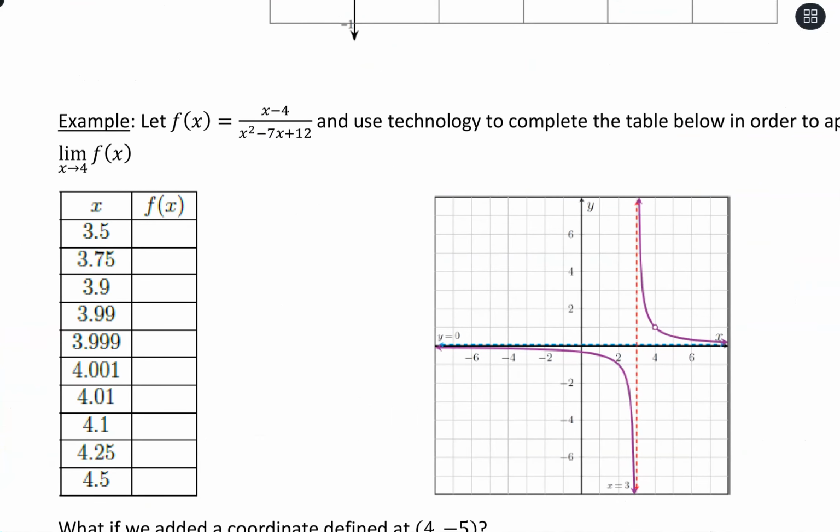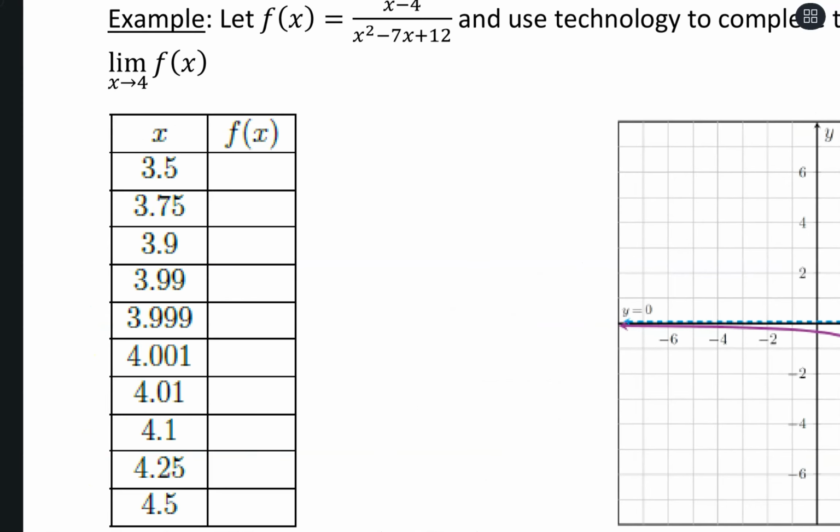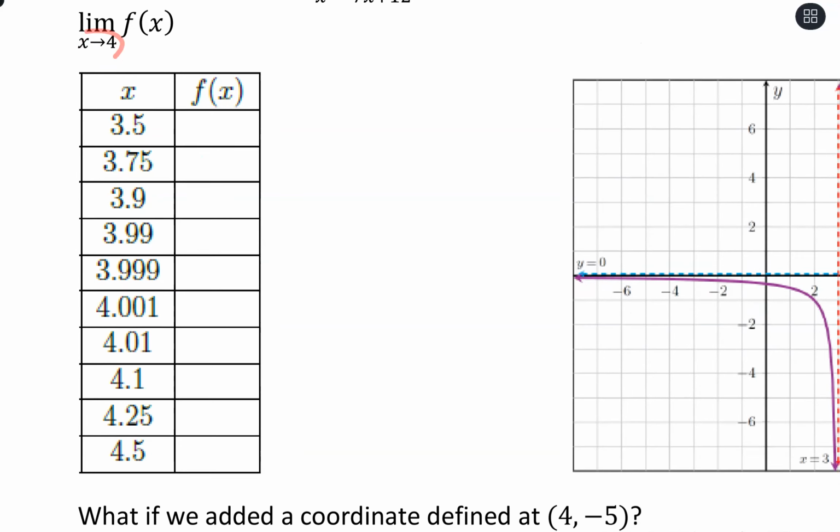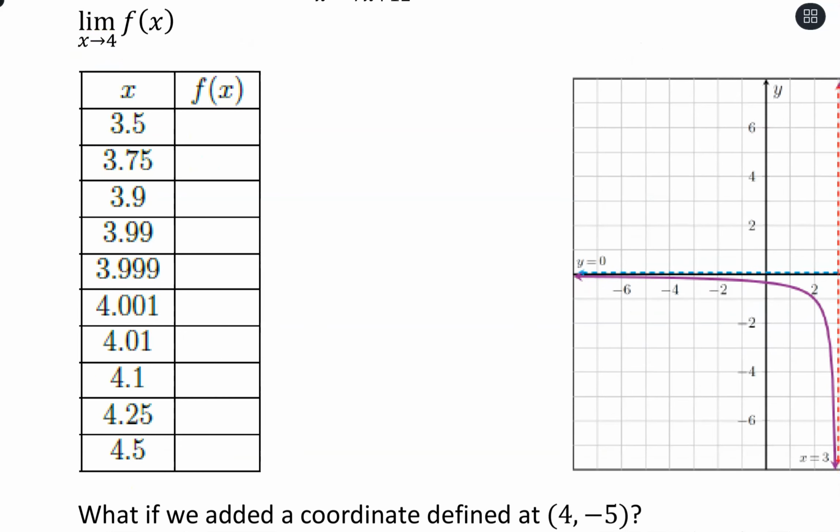Okay, let's look at another scenario here, which we could evaluate from the graph itself, but I kind of want to talk about the idea of our tables. So if we have this rational function, and what I want to do is evaluate the limit of that function as x approaches 4, we could do this with a table where, again, we don't want to evaluate what's happening at exactly 4, because it's all about this idea of getting closer and closer to 4 from both sides.